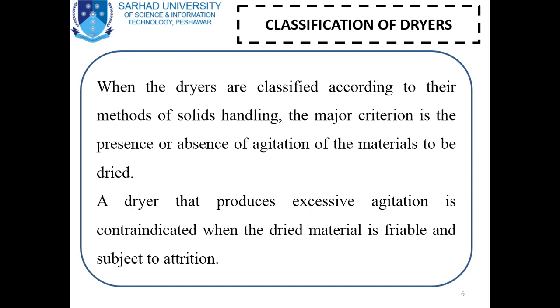There is a material we have to select for the drying purpose, and the dryer may be one in which the solid material to be dried is agitated, or one that lacks agitation of the material to be dried. A dryer that produces excessive agitation is contraindicated when the material to be dried is viable and subject to attrition.